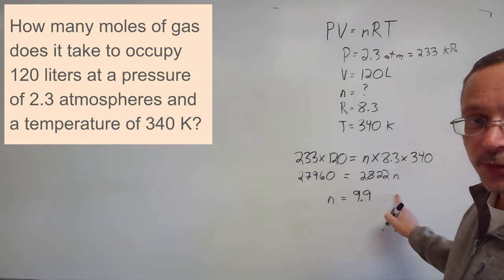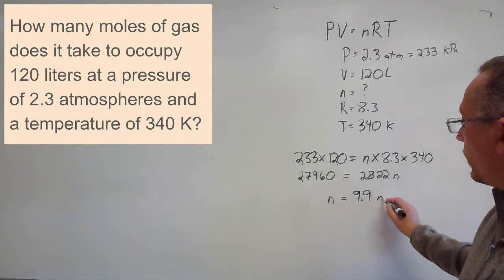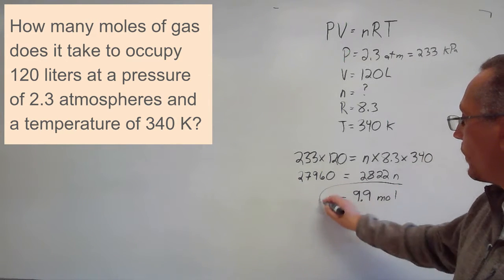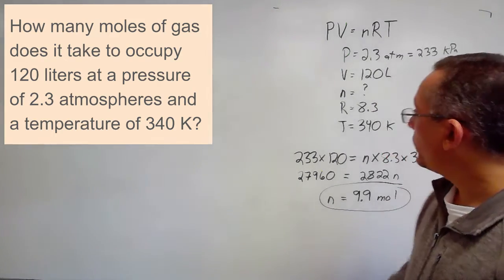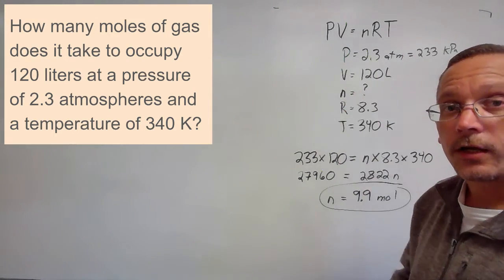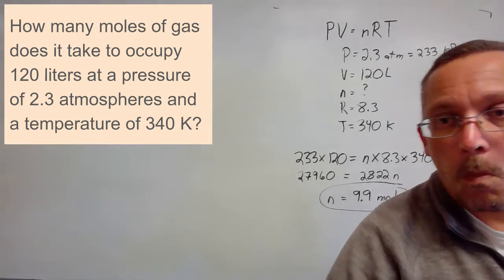Okay, and what units should we put on that? This is N, and N should be in moles. So it's 9.9 moles. There's my answer. So it's not too tough. You just have to make sure that the numbers you use are in the right units. And if they're not, you'll need to convert.